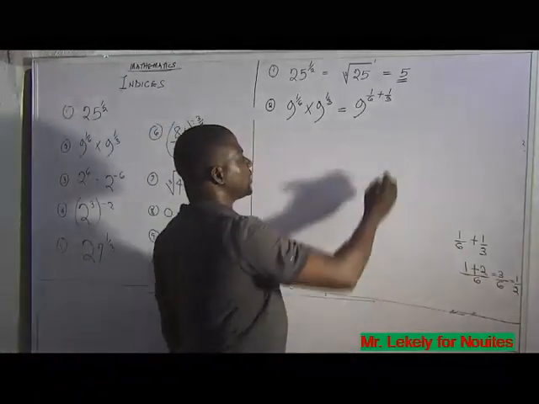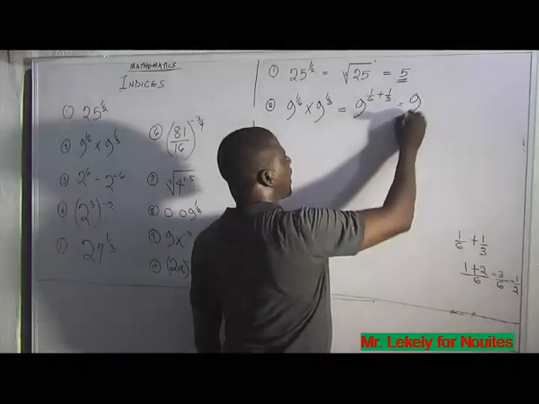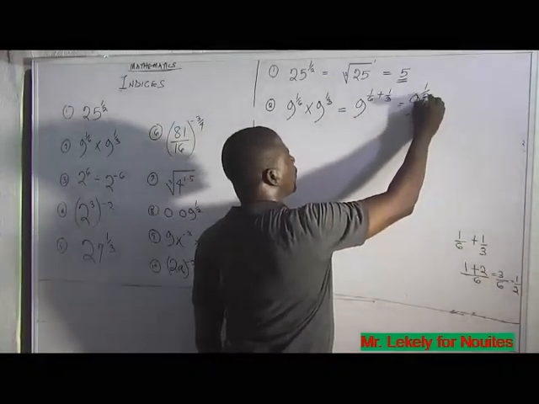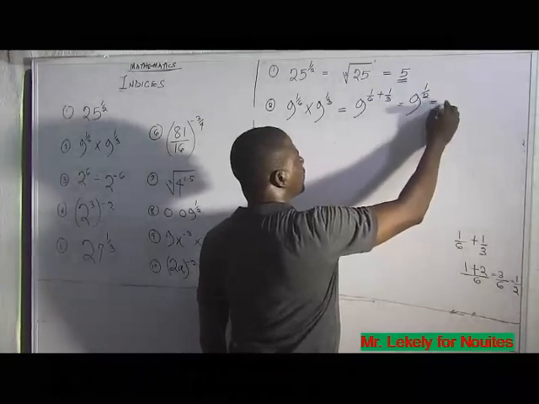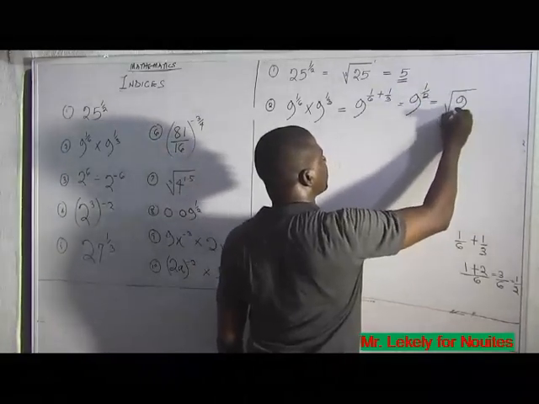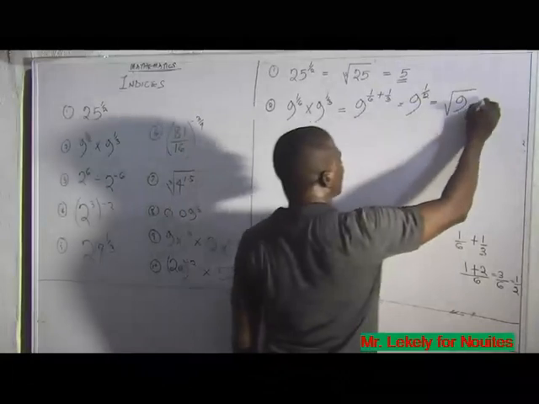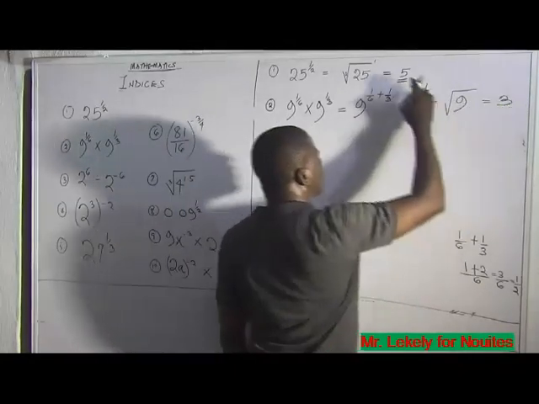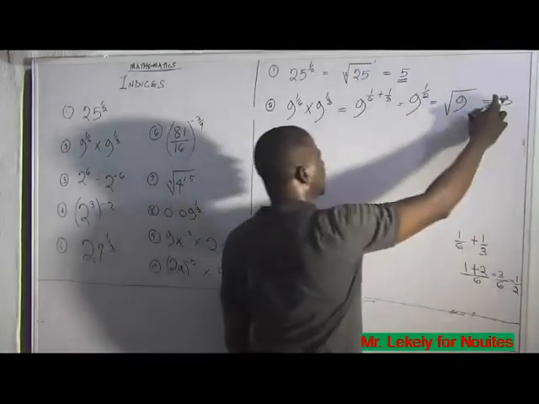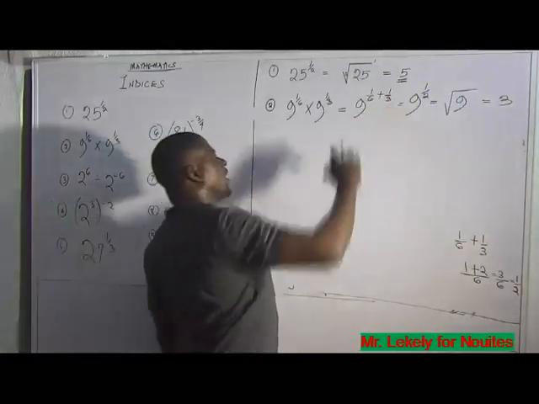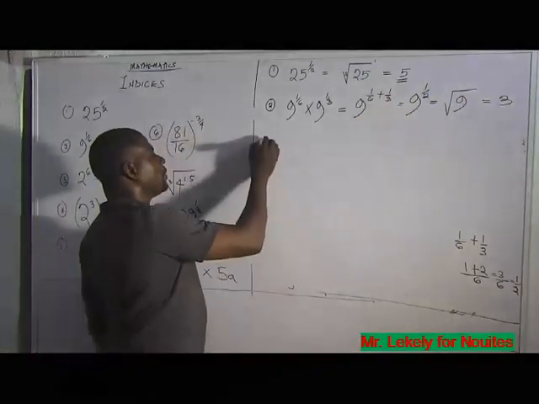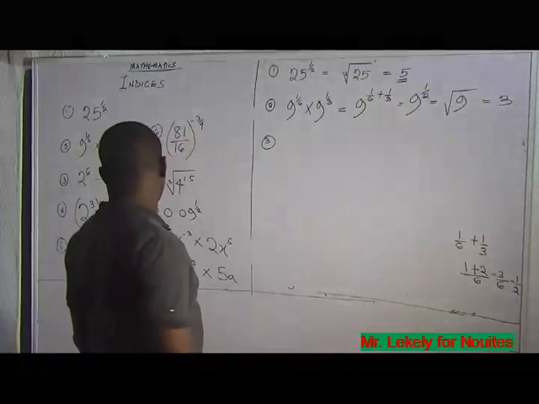So it means that this is the same thing as 9 raised to power 1 over 2. And using the law of indices, this will turn to square root of 9. So your answer is going to be 3. Don't forget, this can be plus or minus 3. So you see that number 3. How do you solve that?